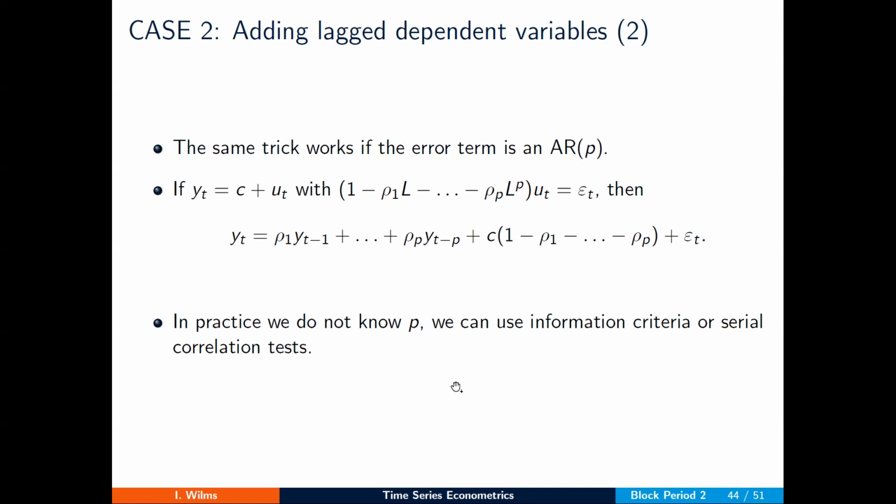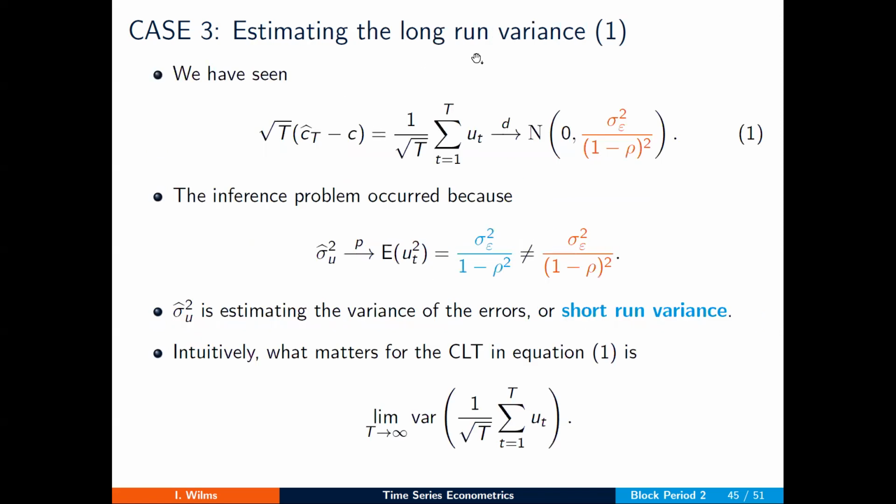Now, this was one way to deal with serial correlation in the errors. Another way is to estimate the so-called long-run variance. And let's have a closer look at this route now.